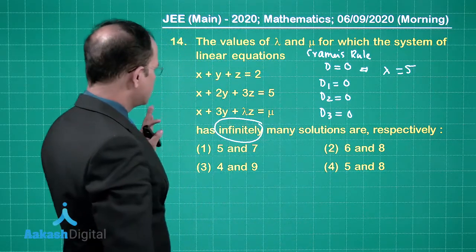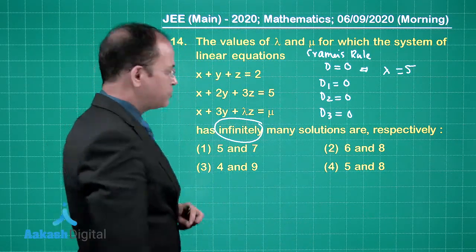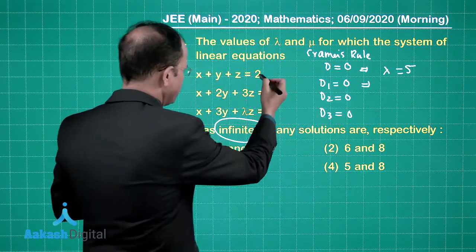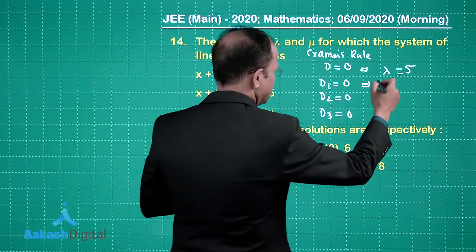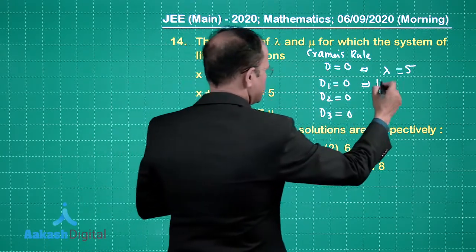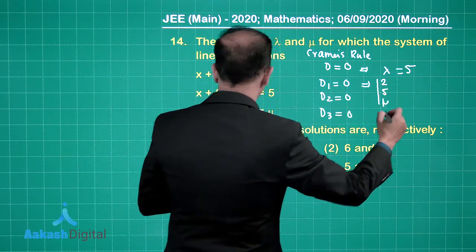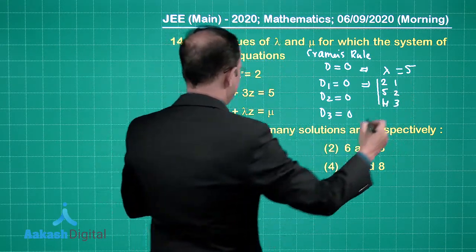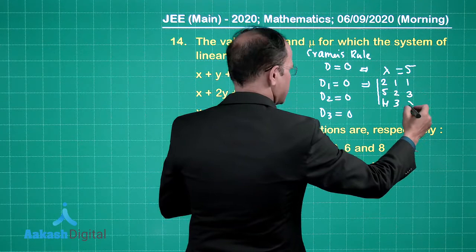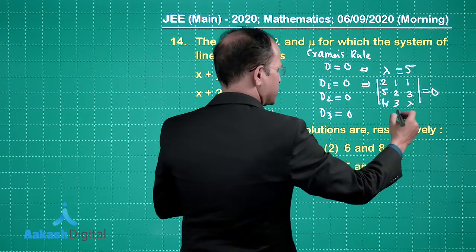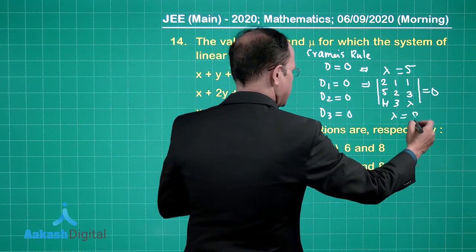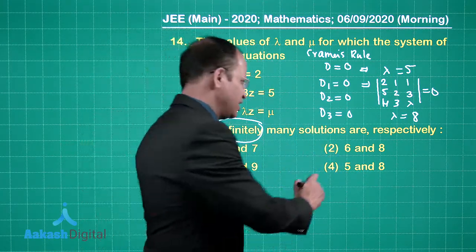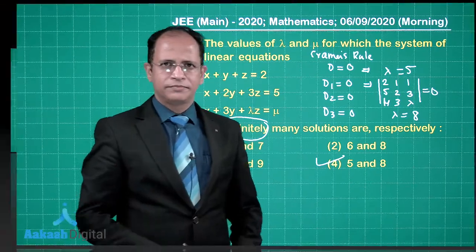And when you talk about mu, that means we are talking about D1. So D1 is what? Yes, D1 is going to be what? We have 2, 5, mu. So let me write it down. This is coming out to be how much? 2, 5, mu, we have 1, 2, 3, then we have 1, 3 and lambda, which is equal to 0. So mu is coming out to be 8. So you see here, 5 and 8 is the correct answer we have.